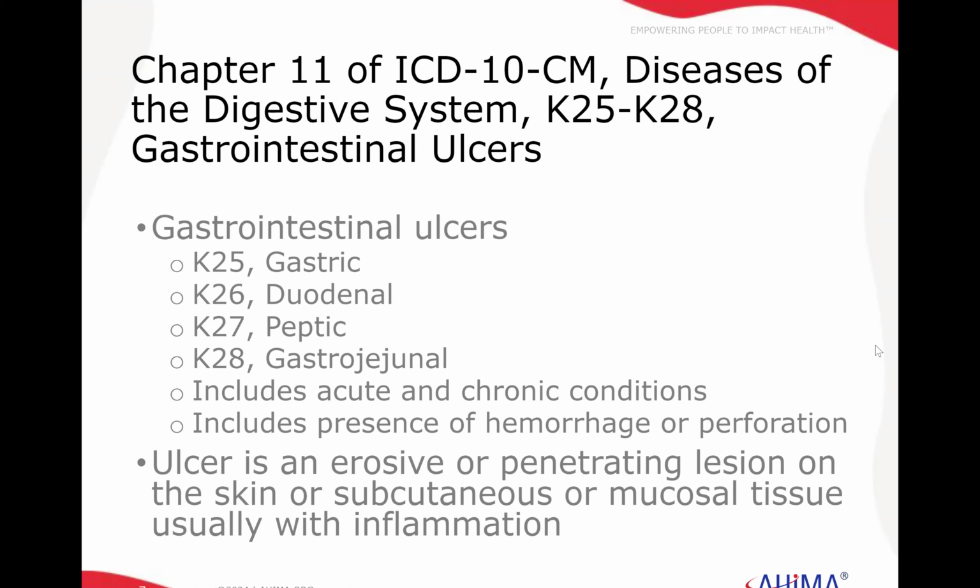With ulcers, they can either be gastric, duodenal, peptic, or gastrojejunal. And these include both acute or chronic conditions. Things we want to look for when we're assigning the codes include the presence or absence of hemorrhage or perforation.